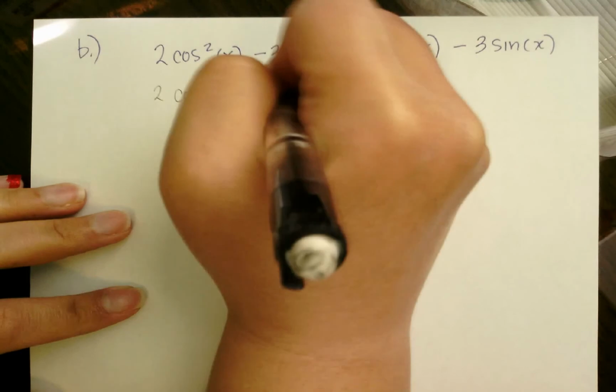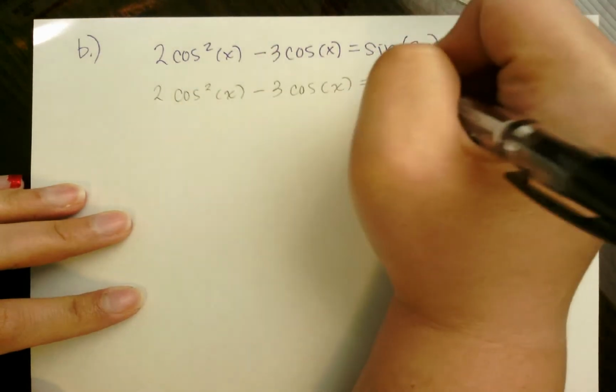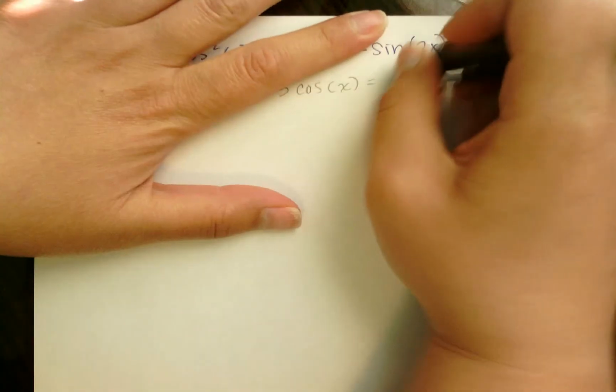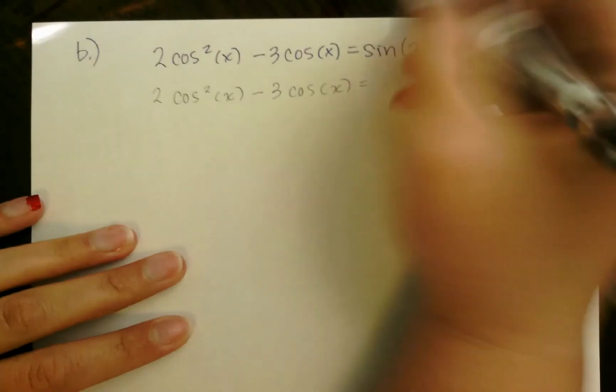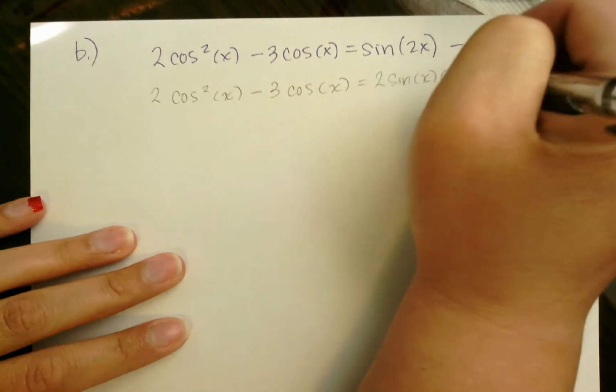So remember, you want to get everybody in the same type of angle, so all x's. Oh, double angle formula. 2 sine of x, cosine of x, or however you want to write it, it's multiplication.